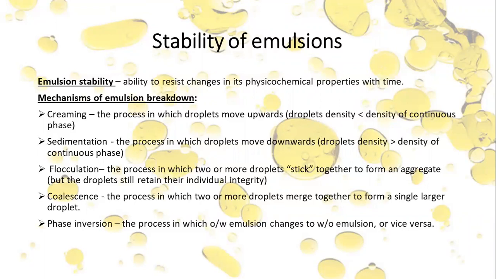And the second thing is altering the phase volume ratio. By altering the phase volume ratio, we can obtain phase inversion. In this method, an O/W type emulsifier is mixed with an oil, and then a small amount of water is added. Since the volume of water is small compared to the oil, a W/O emulsion will be formed.